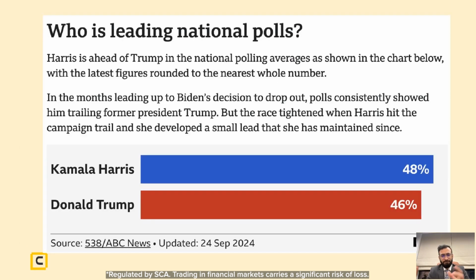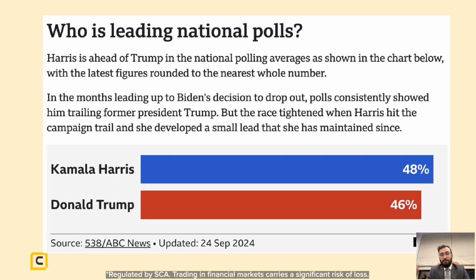So let's understand right now who's leading the national polls. Kamala Harris is ahead of Donald Trump in the national polling averages. In the months leading up to Biden's decision, Joe Biden, who is the current president at the moment, dropped out of the presidential race after the first debate. And Kamala Harris went on to carry the baton in the U.S. presidential elections. And now Kamala Harris is the direct candidate standing in front of Donald Trump.